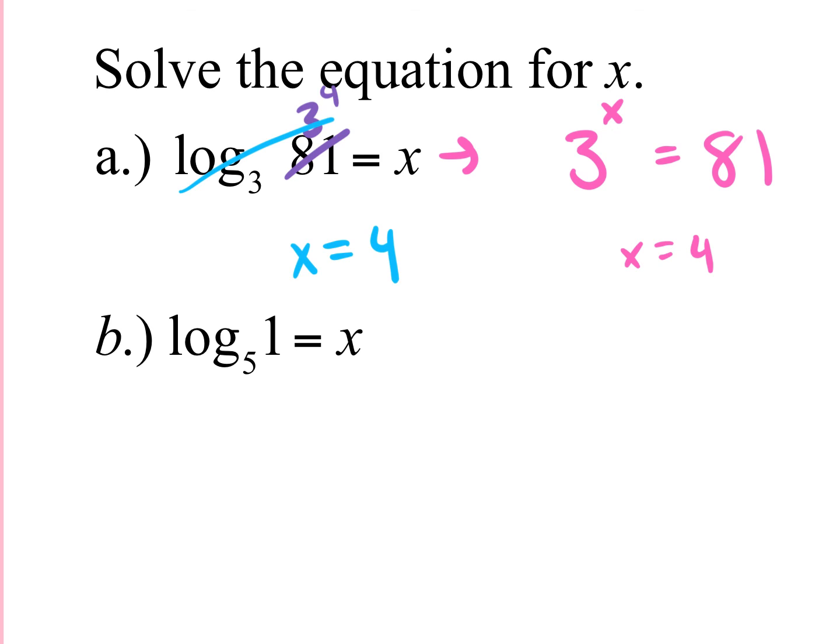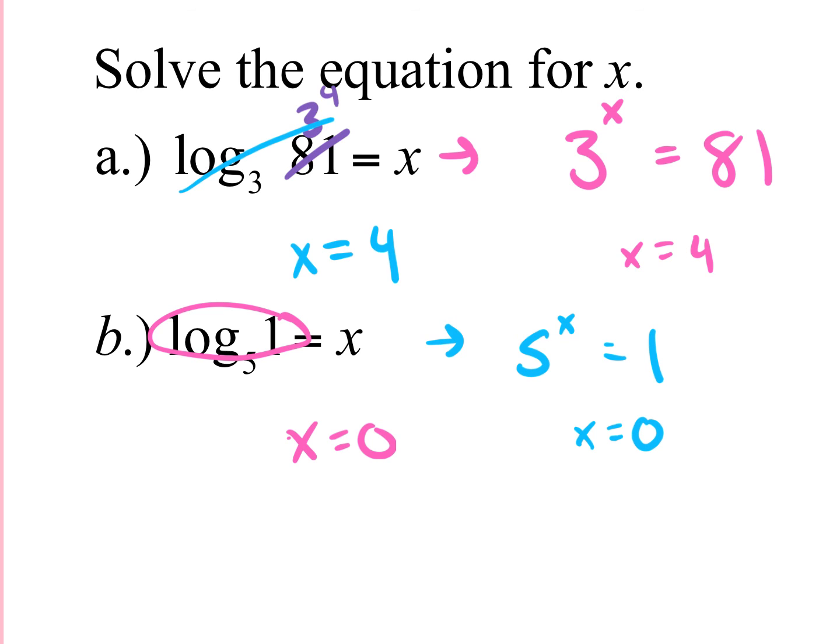So for b, I have log base 5 of 1. What would that be? Awesome, 0. Anytime I take the log of 1, doesn't matter what our base is, we get 0. So x is 0. Again, we could put this in exponential form to see it a little bit better. If I had 5 to the power of x is equal to 1, 5 to what power would give me 1? 0. So these are kind of just two different ways of solving it.